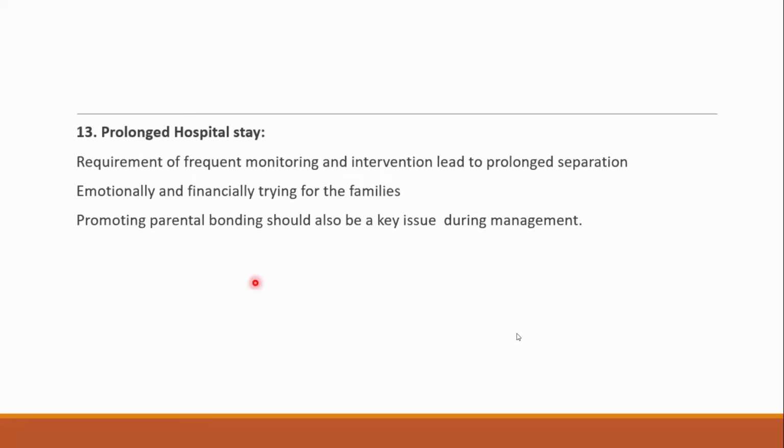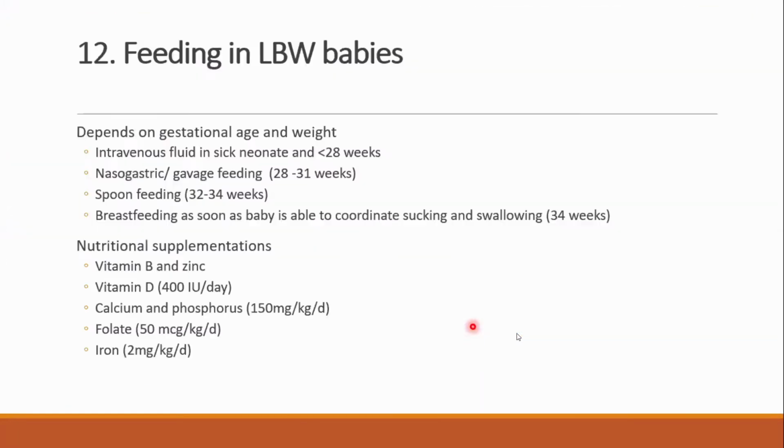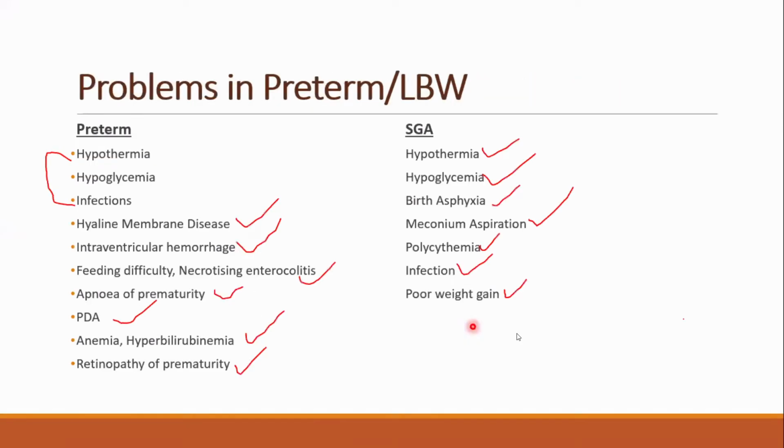So we're almost at the end of the class. These are the complications related to preterm babies. The most important complications that you have to know, if you have to review, are hypothermia, hypoglycemia, and infection. These three are very important complications faced by a newborn.